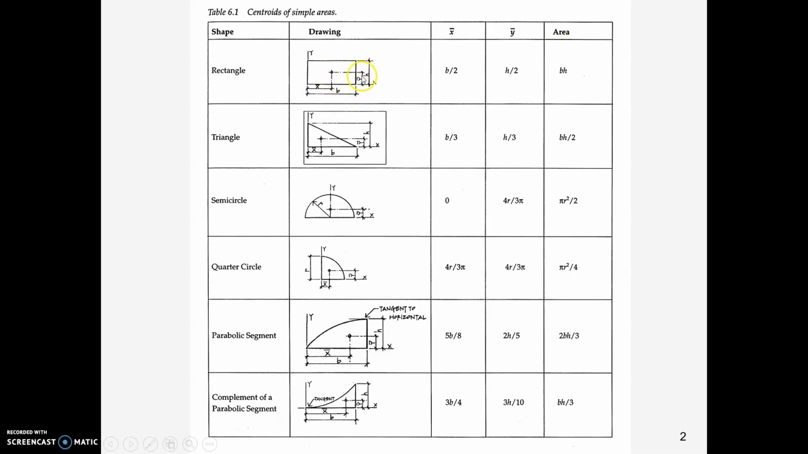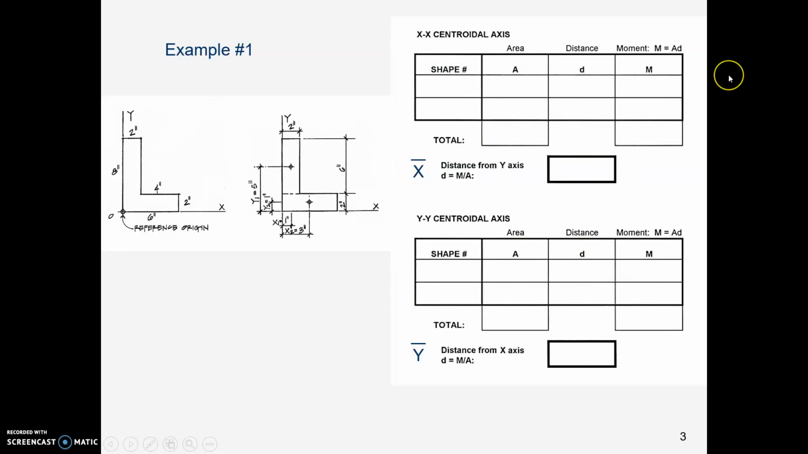You'll recognize this. Here's a rectangle. Its centroid is half the base, half the height, so halfway over, halfway up. Here's a right triangle. Its centroid is 1/3 base, 1/3 height, so it's 1/3 over, 1/3 up, and so forth.